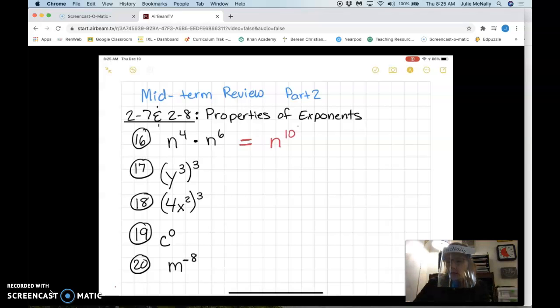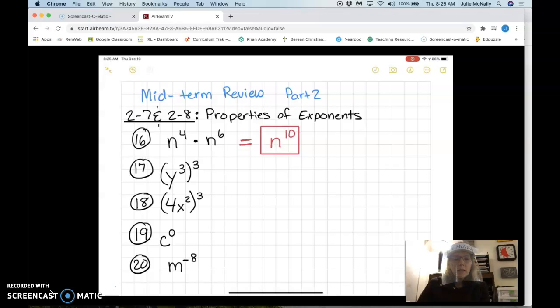And that's it. When you divide, you would subtract the exponents, but I just realized I didn't put one of those on your exam, so you don't have to worry about that for this one. All right, so number 17.